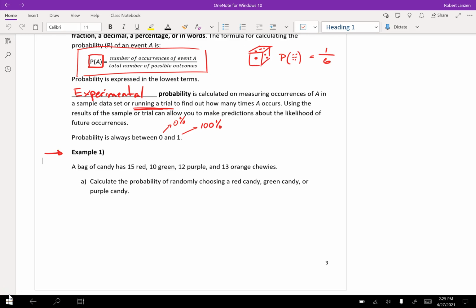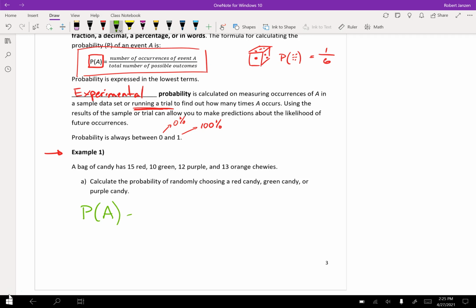Okay, so we talked about experimental probability last lesson. We know that the probability of an event is the number of occurrences of the event over the total number of possible outcomes. So let's look at this example.